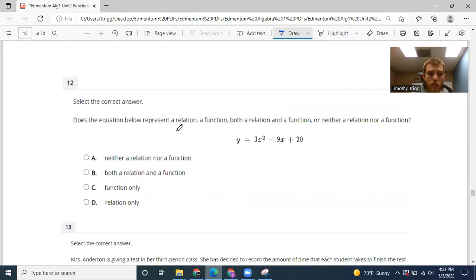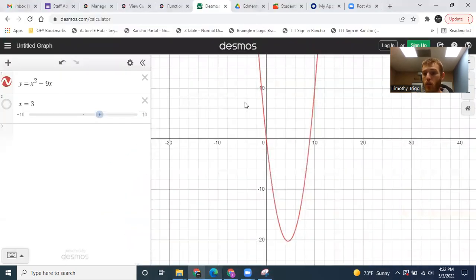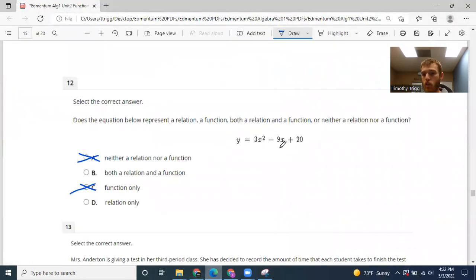Does this equation below represent a relation, a function, both? Well, it can't be a function only. And it can't be neither a relation nor a function. Remember, it's always a relation. So it's either a relation only or it's both a relation and a function. Go ahead and graph it on Desmos, which is this website here. Graph it on here and then, looking at it, use the vertical line test to determine if it's a function or not.